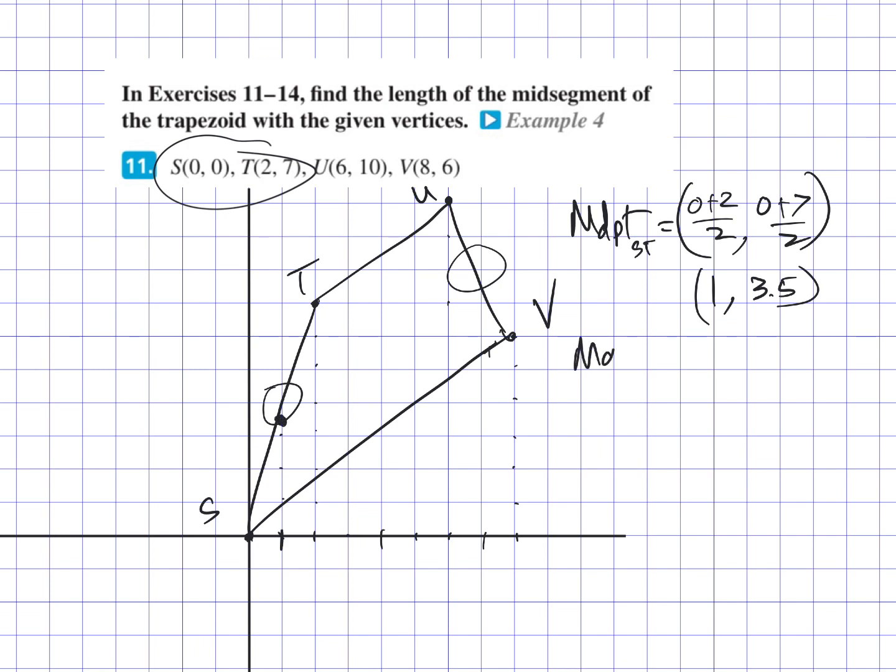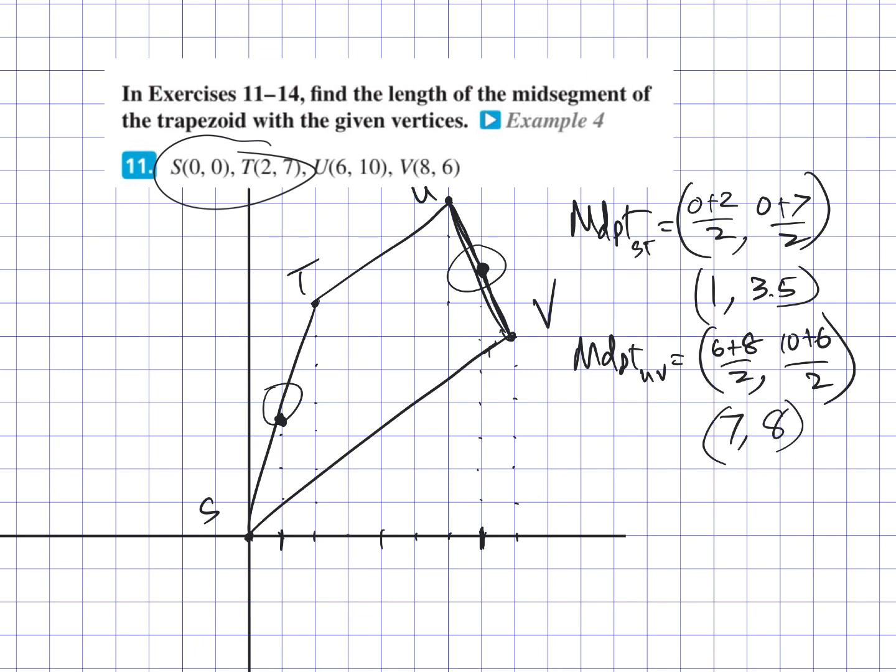Now the midpoint of UV. So 6 plus 8 over 2 and 10 plus 6 over 2. 14 over 2 is 7. 16 over 2 is 8. So 7 is right here. 8. 1, 2, 3, 4, 5, 6, 7, 8. So my lines aren't perfectly drawn. That's the midpoint. That's why we need to use rulers and accurate graphs. We have an accurate graph, but I didn't draw my lines very straight.